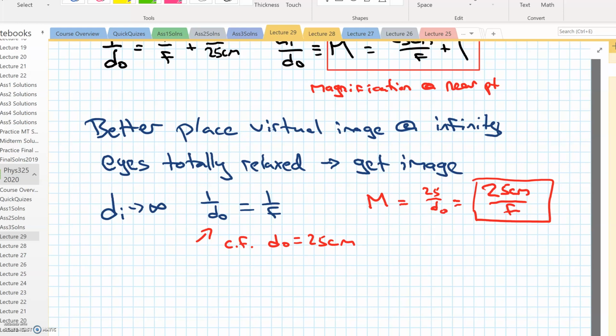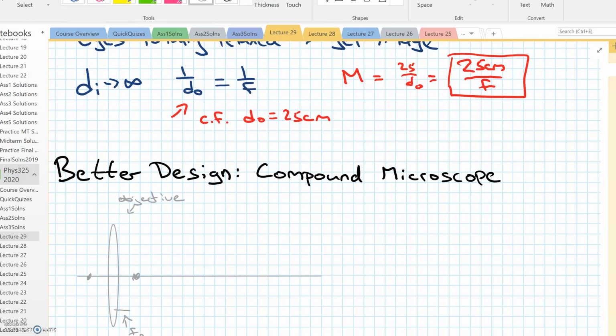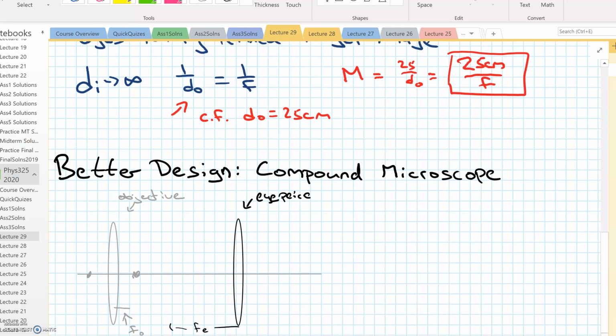Well, a much better design is to use a two-lens system in what is known as a compound microscope. So the compound microscope consists of two lenses. We have a tight-focused objective lens, and then we have a magnifying glass, a simple magnifier, or an eyepiece, that we studied a moment ago. So let's move this over so we can sketch it out.